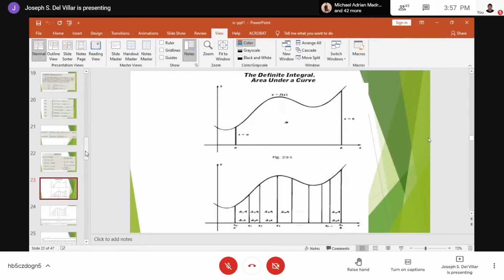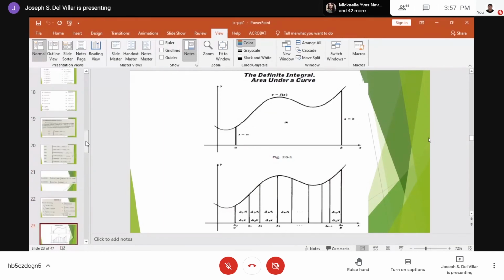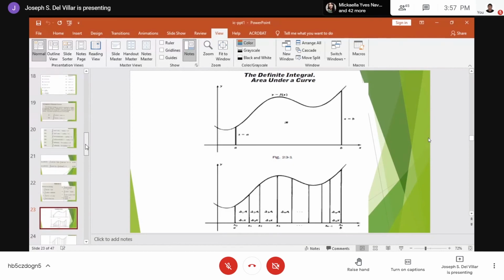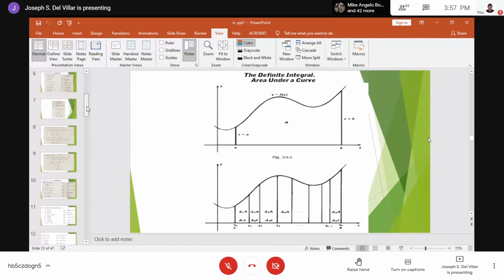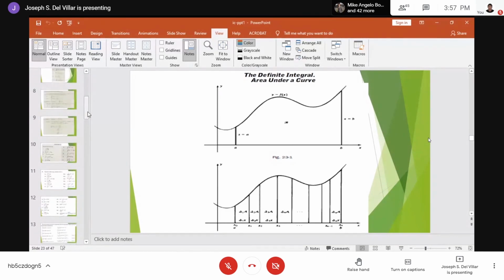And the next meeting, we're going to have definite integral. Pero gusto kong mag-exam muna tayo, yung lahat ng na-discuss natin. Okay? Nakuha niyo yung assignment, number 27, tapos 58, 59, 60, 61, 62.